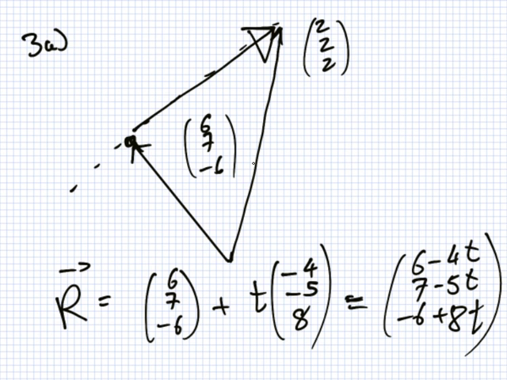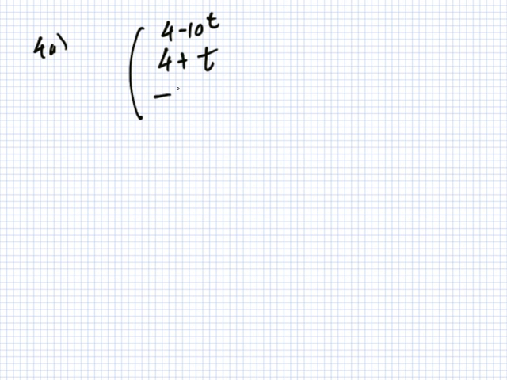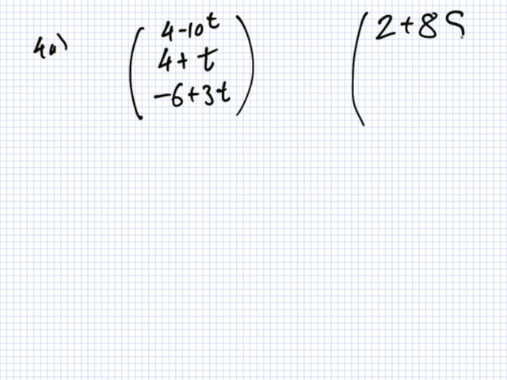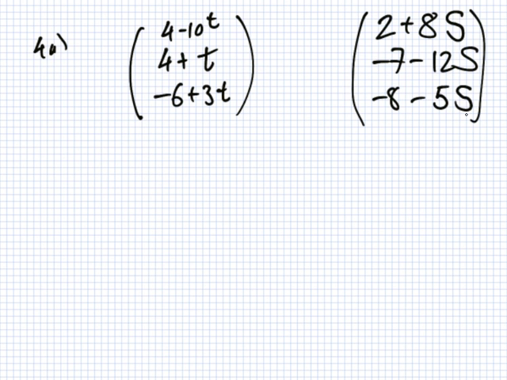Continue. Okay. The next example I actually didn't talk about, but I think you should have an idea how to do it. I give you the line, what's that, 4 minus 10t? Yeah, go on, Monica, please. 4 plus 1t, yeah, minus 6 plus 2t. That's one line. And I also give you another line which I call using s: 2 plus 8s, 8 minus 7 minus 12s, minus 8 minus 5s. And I say these two lines meet. Where do they meet? Where do they cross?